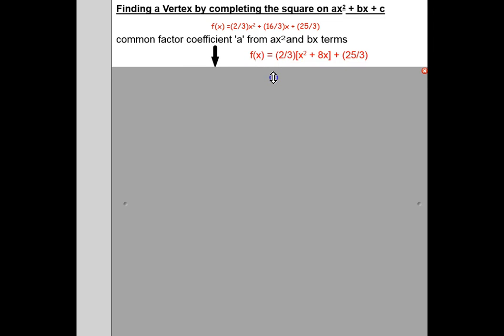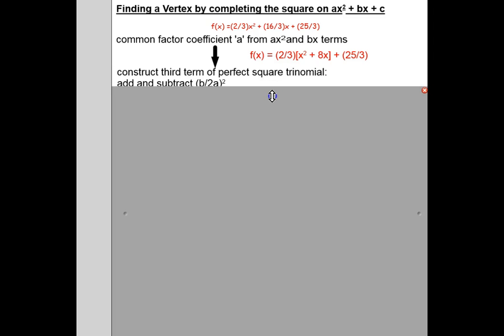First step is to common factor the coefficient a from the first two terms. Now remember, with partial factoring, we removed ax, but here we just removed the numerical value. The result of that would look like this. Just to check your expansion, 2/3 times x squared is 2/3 x squared. 2/3 multiplied by 8/1 is 16/3 x. Close the bracket, and then we have 25/3 as our constant.